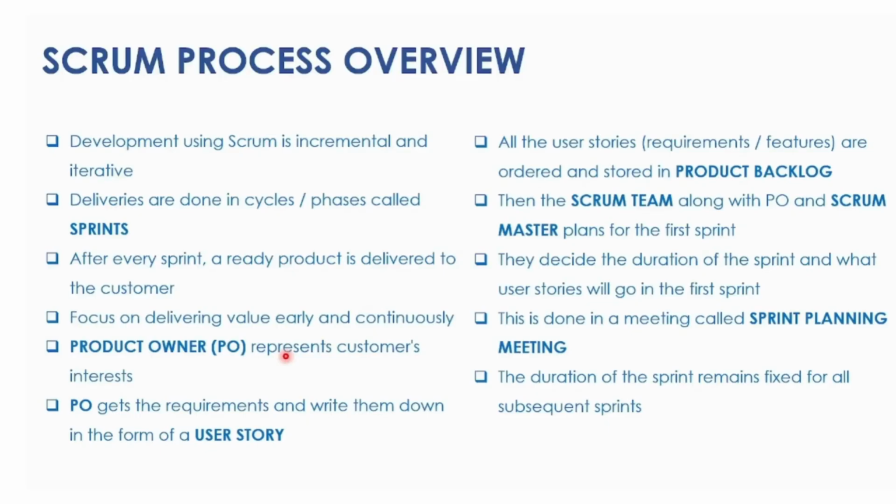Then the Scrum team along with the PO, the product owner, and the Scrum master. Now the Scrum master is all about the process. The product owner is all about the product values and systems, while the Scrum master is all about making sure the Scrum process is followed, that there are no obstacles to the team, and that the team is highly motivated and keeps delivering high-value items early in the project. They decide the duration of the sprint and what user stories go in the first sprint. This is done in the sprint planning meeting. As we discussed last time, the duration of the sprint remains fixed for all subsequent sprints. Any doubt?